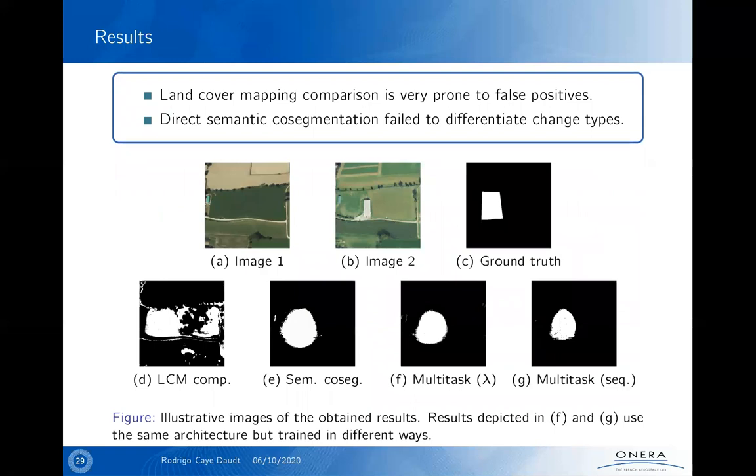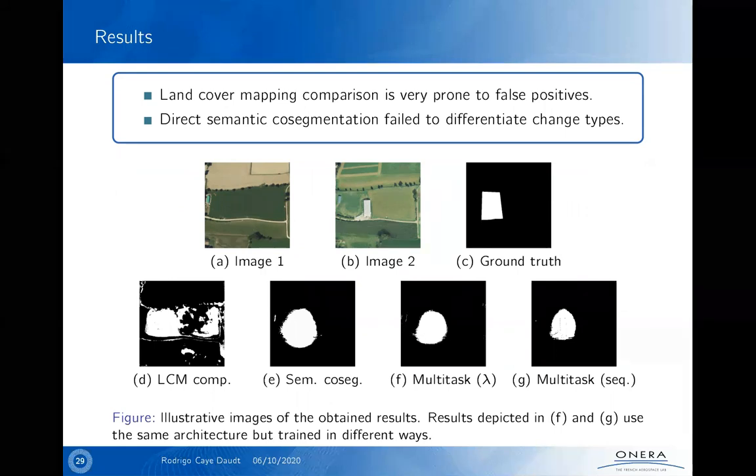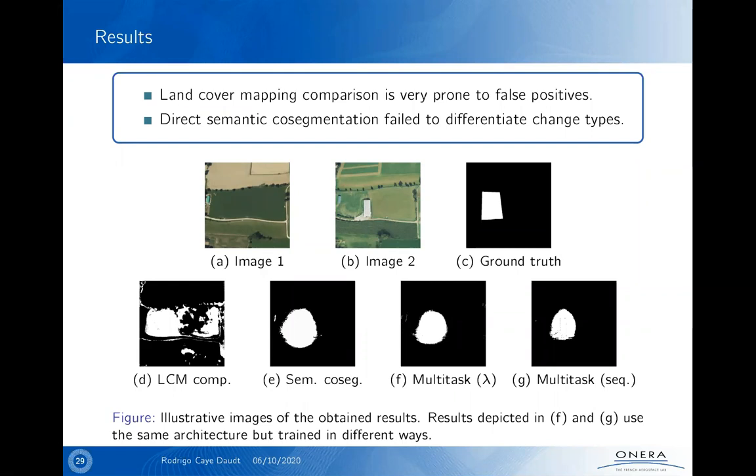Here you can see some qualitative results. In the first line, you can see the pair of images and the ground truth. In D, the land cover map comparison, you can see there's a lot of false positives. That's because the errors in the land cover maps are multiplied. Whatever errors it makes on the first one or the second one, unless it's the same kind of error, they're going to come out as false positives as changes. In E, you can see the result from the co-segmentation approach, just as if it was a semantic segmentation network. And it's very similar to F and G, which is the multitask approach.